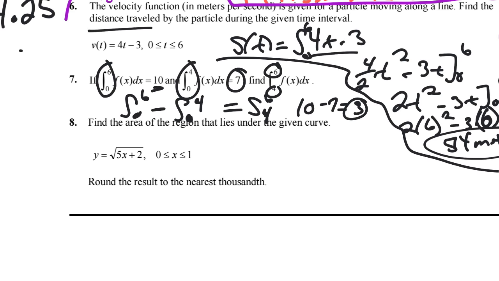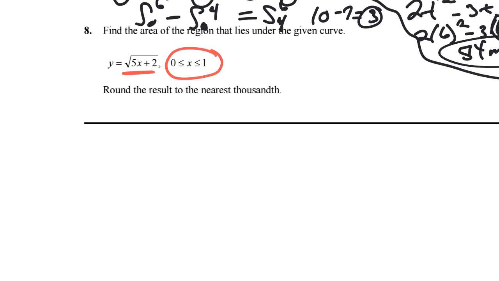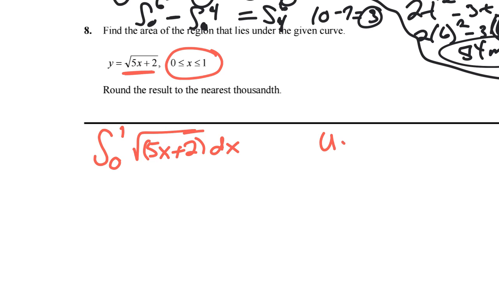All right, so number 9, find the area of the region that lies under the given curve. And it's from the interval from 0 to 1. And round it to the nearest hundredth. So I want to take the integral from 0 to 1 of the square root of 5x plus 2 dx. Now this has an inner function. Hint there, when you see the inner function, that means you need the u stuff. So u is equal to 5x plus 2. du is equal to 5 dx.